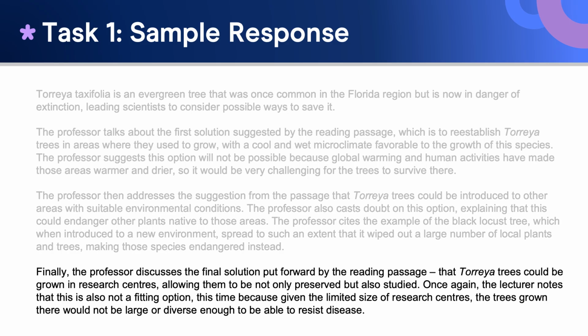Finally, the professor discusses the final solution put forward by the reading passage, that Torreya trees could be grown in research centers, allowing them to be not only preserved, but also studied. Once again, the lecturer notes that this is also not a fitting option, this time because given the limited size of research centers, the trees grown there would not be large or diverse enough to be able to resist disease. Okay, that's TOEFL Writing Task 1.